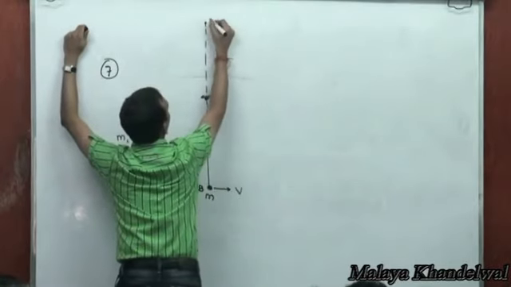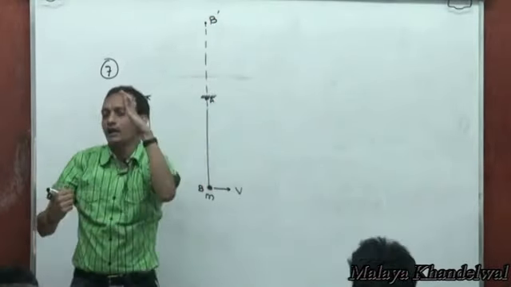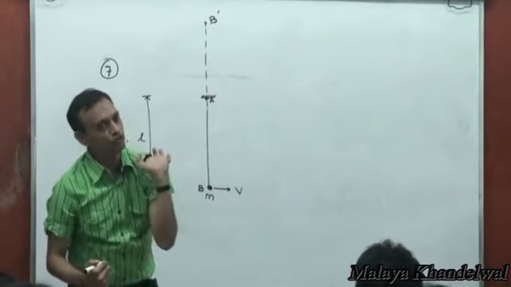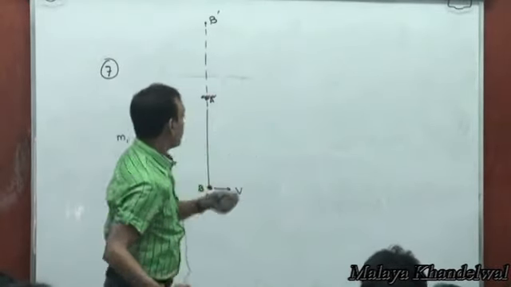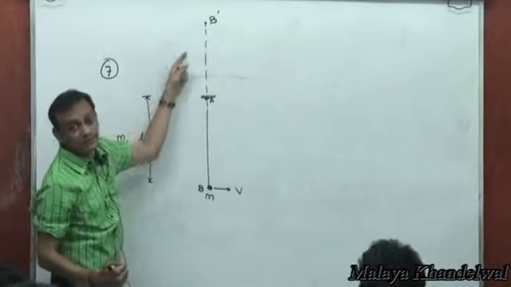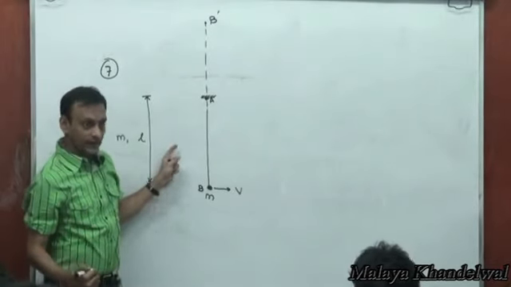B goes to B prime. And if it just about becomes vertical, then it's capable of completing the full circle, right? The velocity should be just enough so that the rod becomes vertical eventually, right?